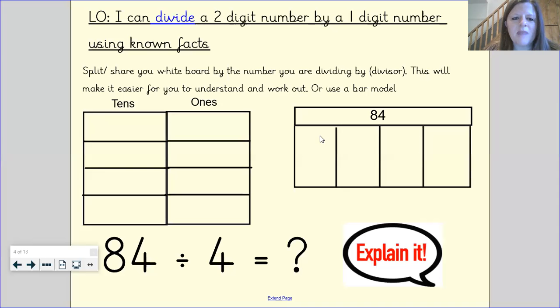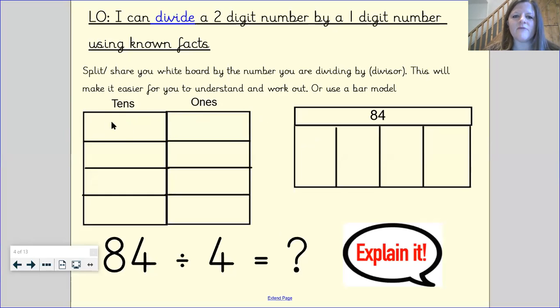So to help explain how to solve this problem, if you're unsure doing it with mental methods in your head, what you will need to do is split your whiteboard if you've got one at home, or a piece of paper, or whatever you're working on. Or I have saved a grid for you. It's a 100 tens and ones grid. So it might be that you want to print that out or just draw one of these for yourself.